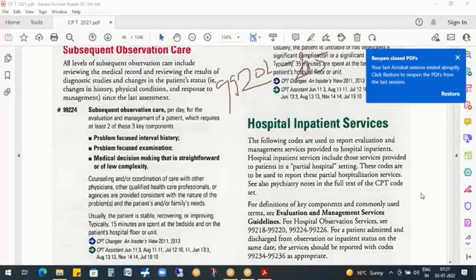Preventive medicine, or annual, or wellness examination.